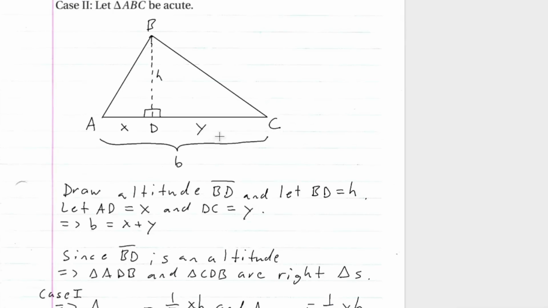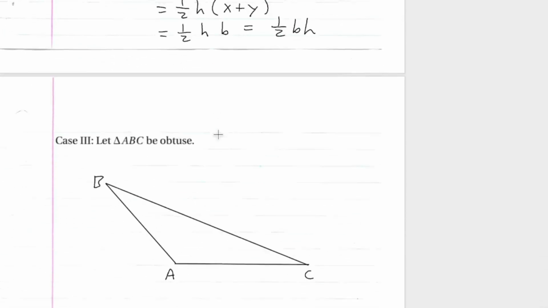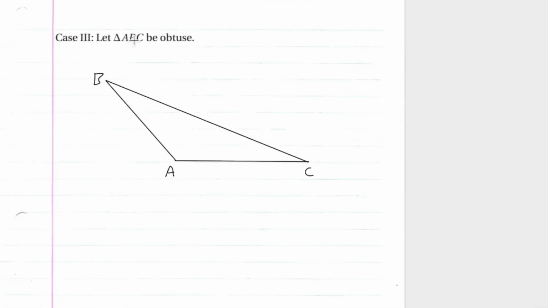All right, so now we're going to consider the last case where triangle ABC is obtuse. So let's go ahead and draw our height here. Let's choose the height to be here. All right, so there is our height. And then the base of our triangle is going to be right here, right? So this is the height of triangle ABC, and this is the base of triangle ABC.